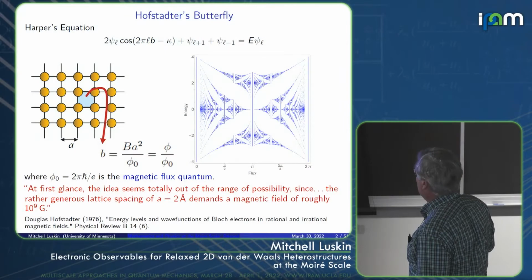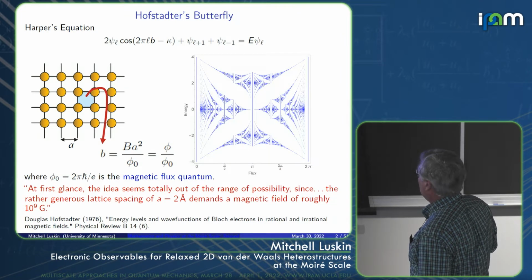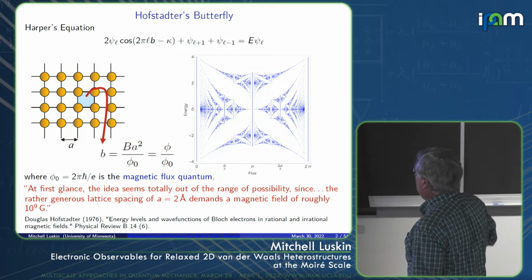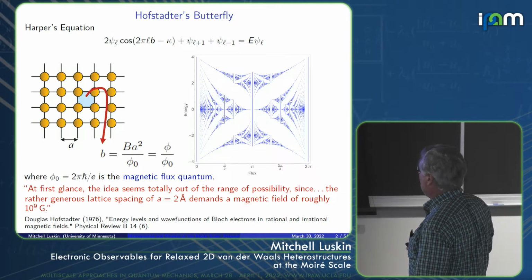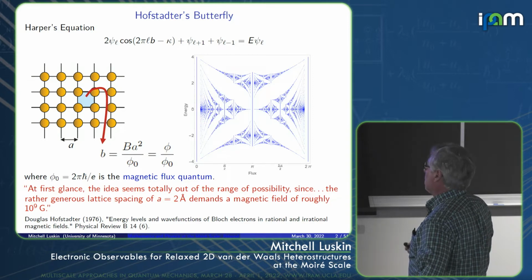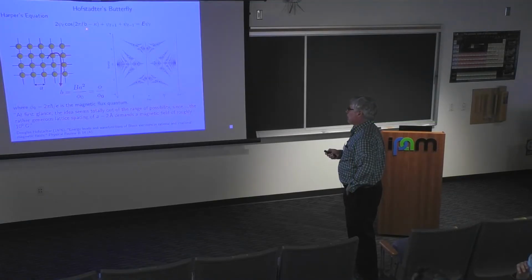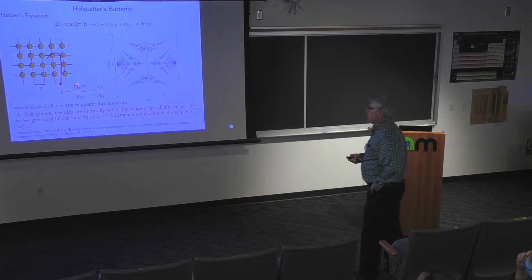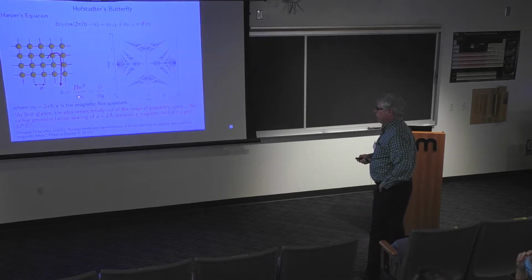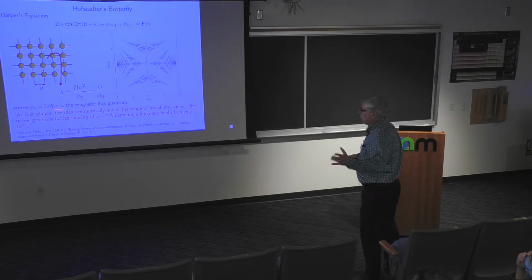It was very puzzling to people, and they didn't believe that you could change a little parameter in an equation and get such a structure; it seemed that rational and irrational numbers really made a difference. So the parameter B in this 3-term recursion relation is just a scaled magnetic field. A is the lattice spacing, B is the magnetic field, and Phi naught is what's called the magnetic flux quantum, which occurs everywhere.